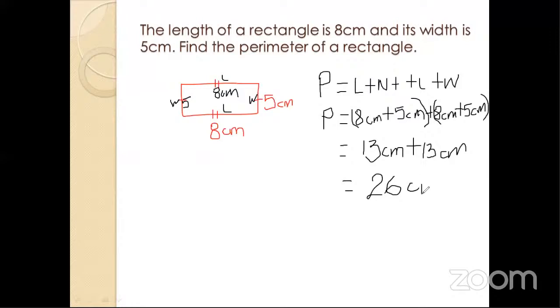Very good. So for perimeter, our answer remains in centimeters. The unit does not change. If it is centimeters, we say centimeters. If it is meters, we say meters. That is for perimeter. Learners, are we together? Let me hear from you.